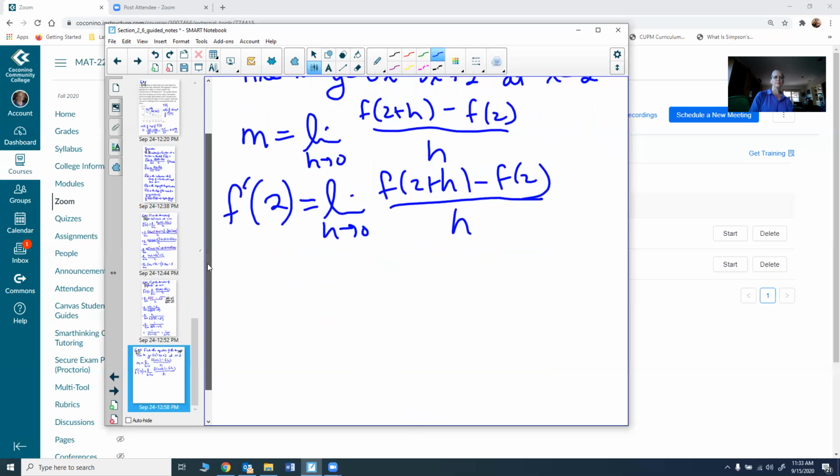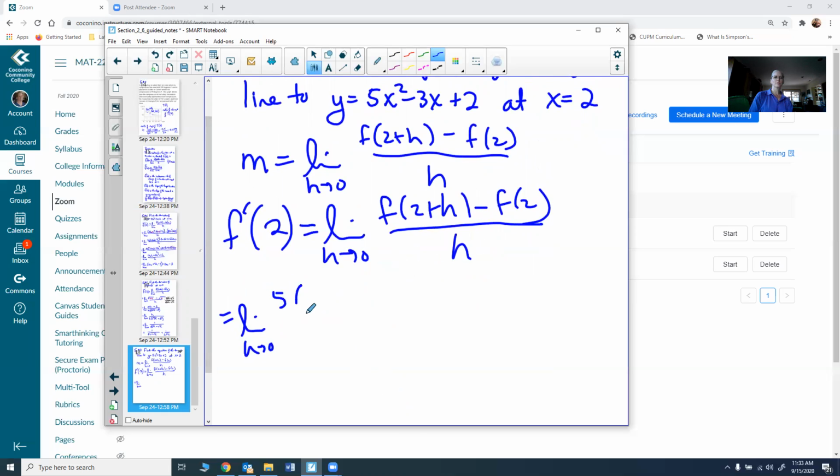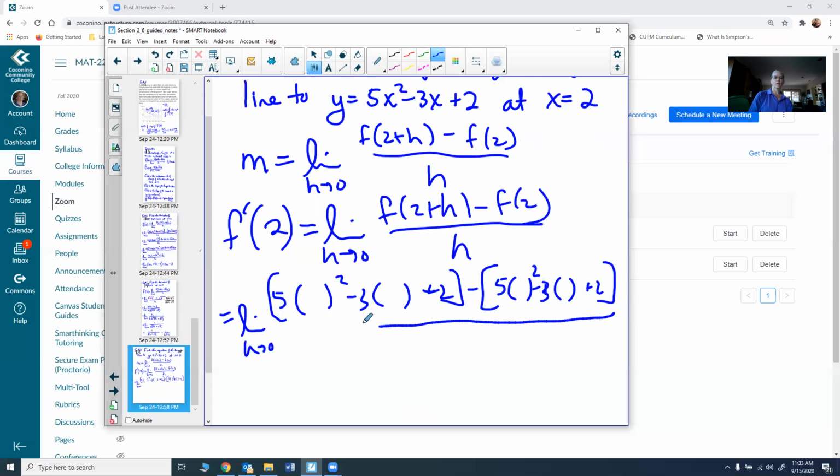So now, again, we're going to do the limit as h goes to 0 of my function. My function is 5 times something squared minus 3 times something plus 2. Then I have that same function again, but I'm subtracting it. So 5 times something squared minus 3 times something plus 2, all over h. Now, the very first something is just 2 plus h. The second something is just 2.